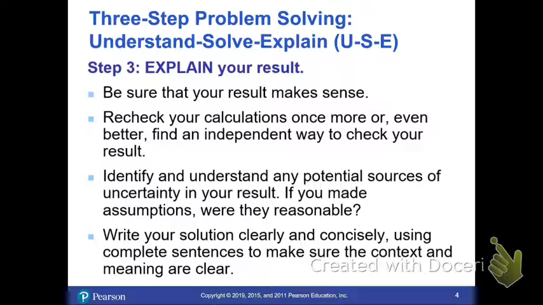And sometimes if it isn't, you might have to go back to the U and the S, the understanding and the solving, to make sure that you get to your explain. And so make sure that your solutions are clear and concise, and always think of them as a complete sentence. It cost this many dollars to purchase a laptop.